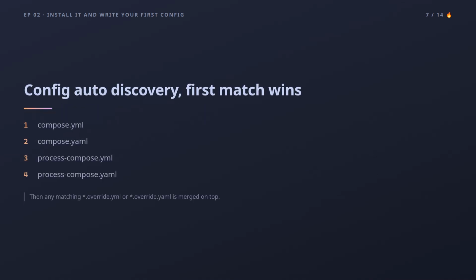Now run it. Just process-compose or process-compose up. It finds the config on its own. It looks for compose.yml, compose.yaml, process-compose.yml, and process-compose.yaml in that order and takes the first one it finds. If there's a matching override file next to it, that gets layered on top automatically.